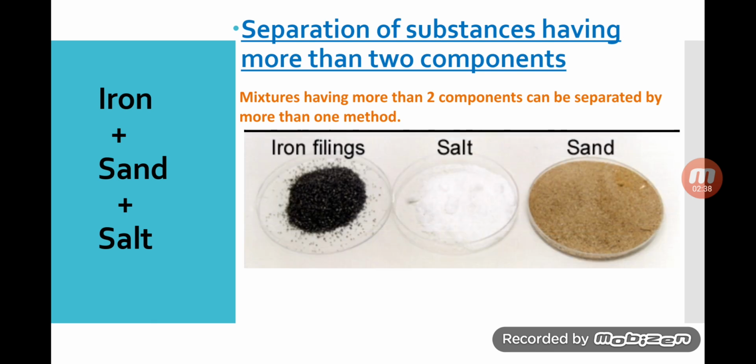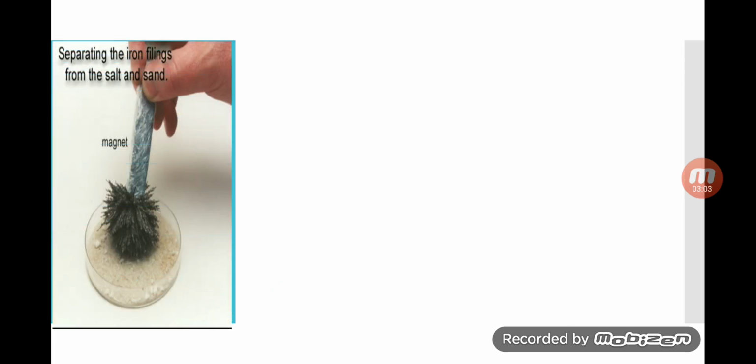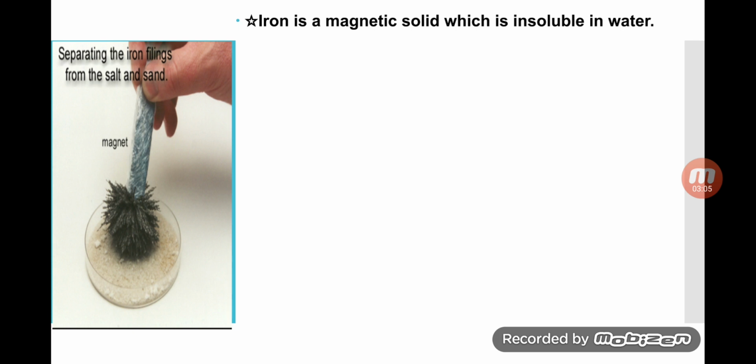Like you have been given iron, salt and sand. So you can see they have different physical properties. The three constituent particles have different physical properties like appearance, color, size. Let's see what the properties are.